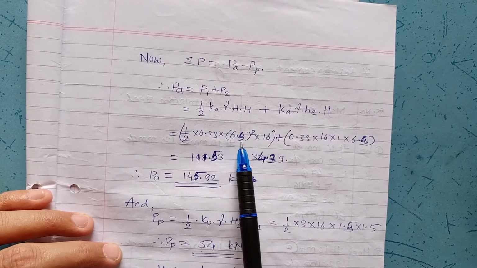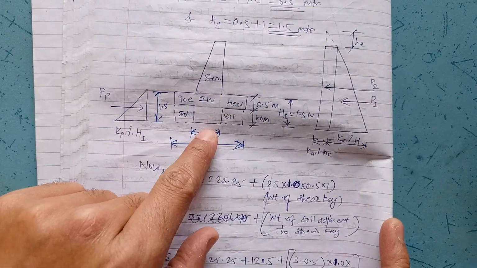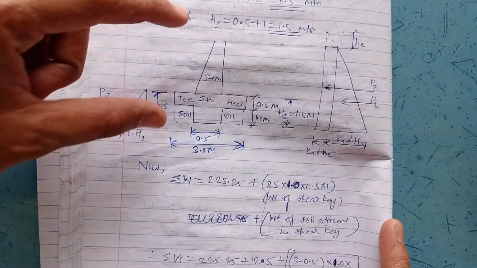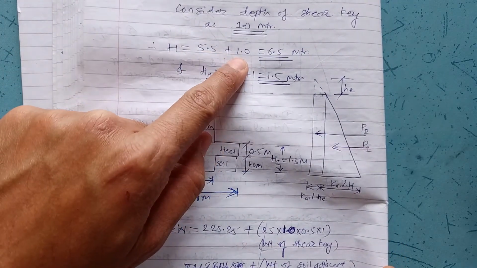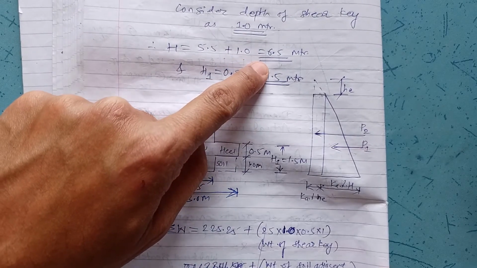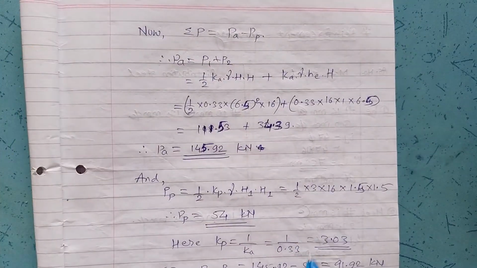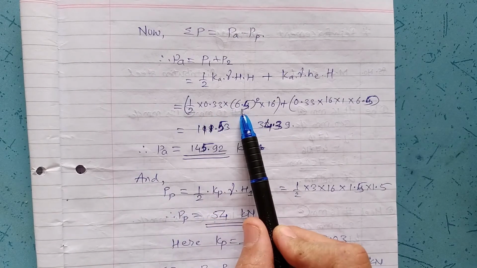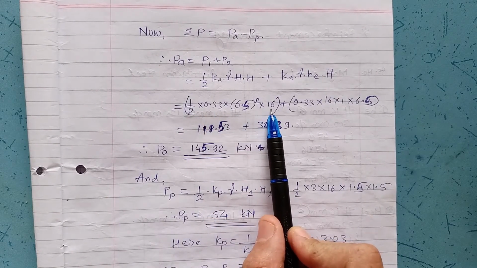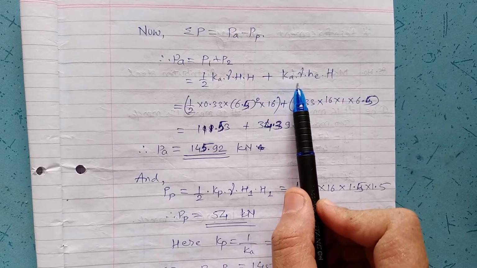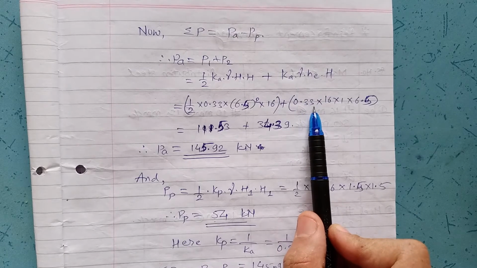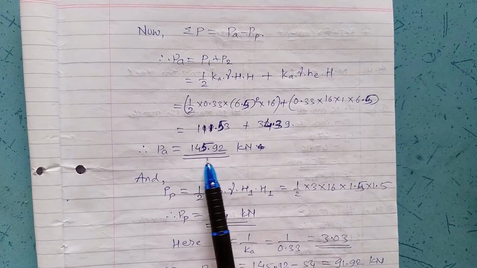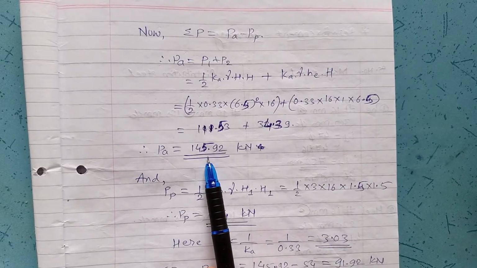Now H here will be 6.5 meter because we have increased the depth by the shear key, that is 1 meter. Hence total height will be 5.5, that was the previous height, plus 1, the depth of the shear key. Hence total height will become 6.5 meter. In this way, half base into height 6.5 into unit weight of soil 16. Similarly, P2 will be the lateral pressure, that is 0.33 into 16 into 1 into 6.5. Hence active earth pressure here will become 145.92 kilonewton.